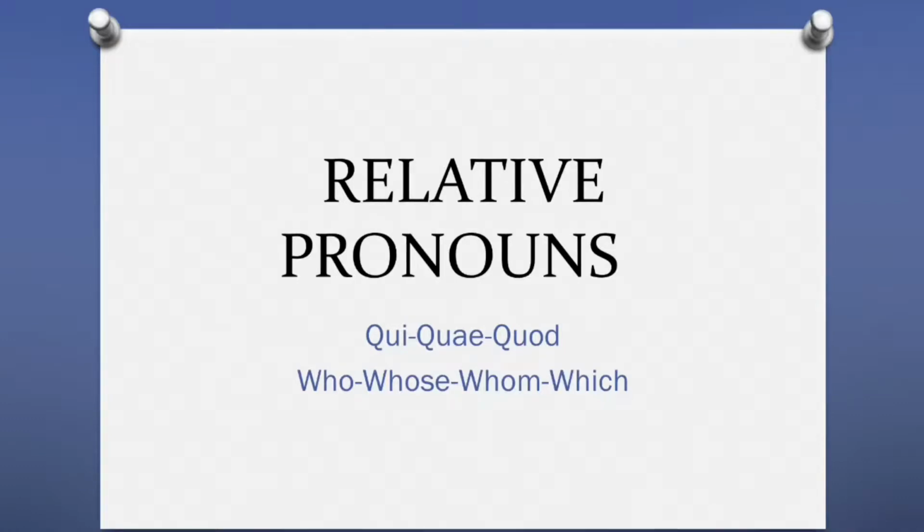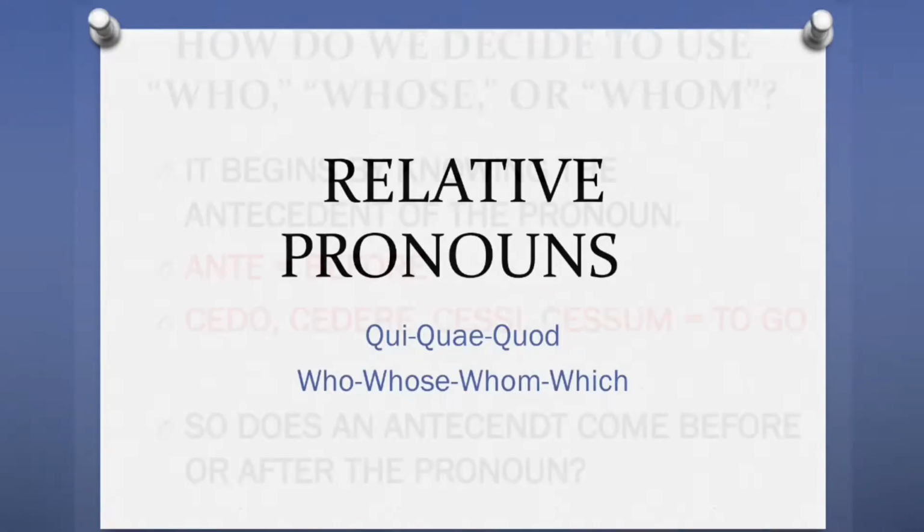In this lesson, we're going to be focusing on how we actually determine what form of the relative pronoun to use: who, whose, whom, or which. It all begins by knowing what the antecedent is. So in this lesson, we will focus on being able to define the term antecedent and making sure that we can know what the antecedent is of a pronoun in a sentence.